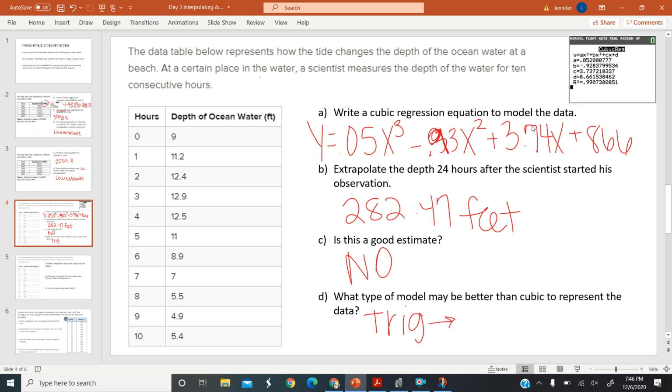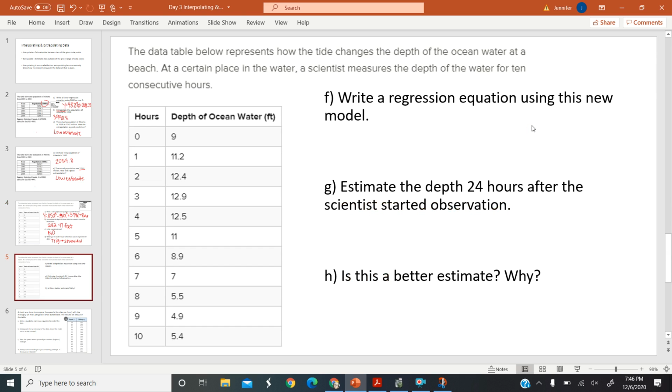And for that, whenever you're talking about regression, it's called a sinusoidal model. And I honestly don't know if I pronounced that exactly right, but I'm pretty sure I spelled it right. So sinusoidal, yeah, it's a trig model. So then it wants me to write a regression equation using the new model.